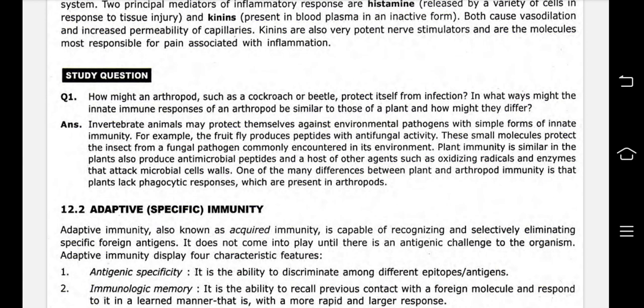Plant immunity is similar in that plants also produce antimicrobial peptides and a host of other agents, such as oxidizing radicals and enzymes that attack microbial cell walls. One of the many differences between plant and arthropod immunity is that plants lack phagocytic responses, which are present in arthropods.